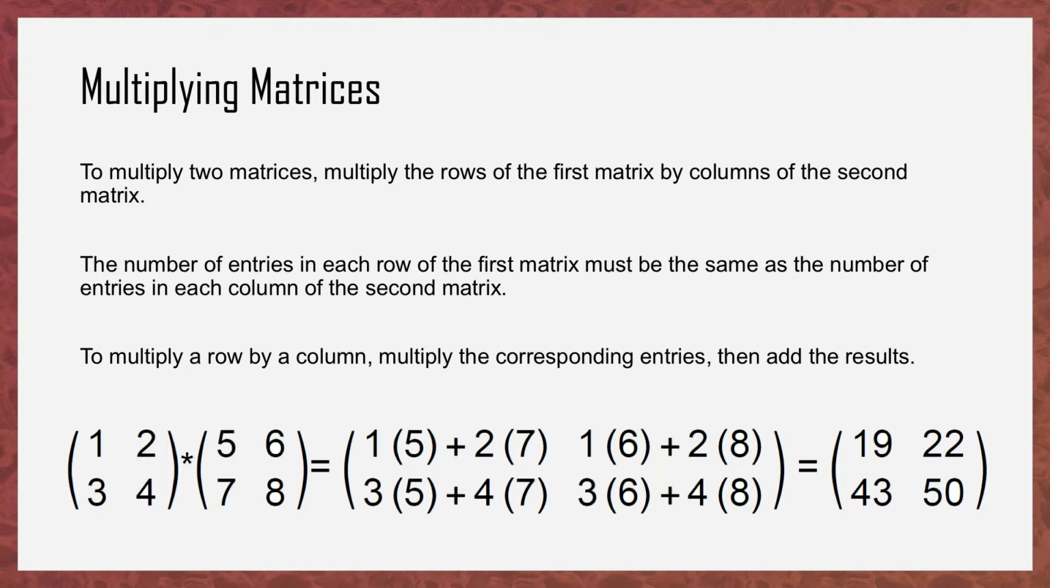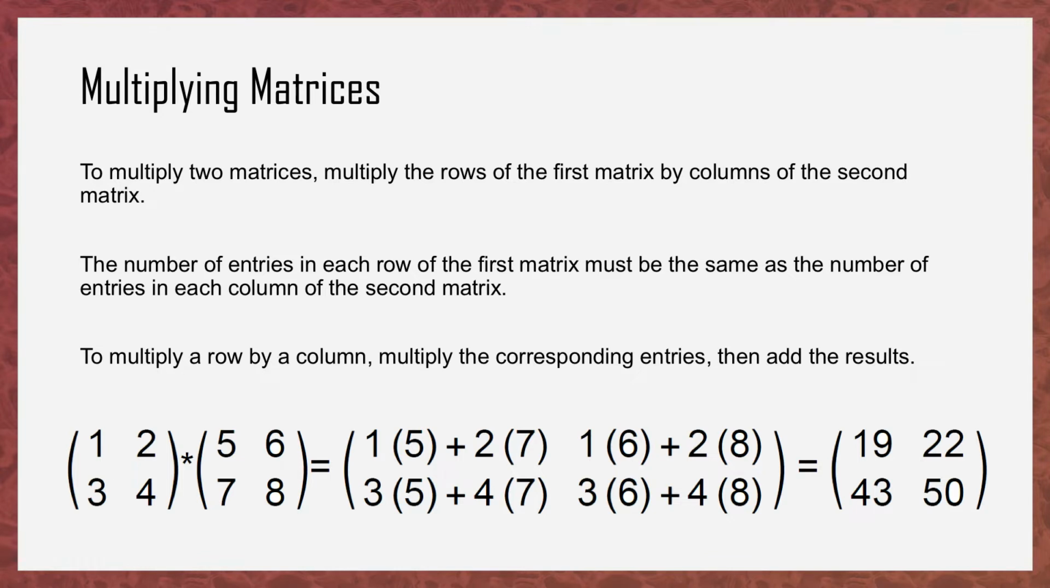And finally, 3 and 4 times 6 and 8. This will give us our bottom right value. So 3 times 6 and 4 times 8. 3 times 6 is 18. 4 times 8 is 32. Add those together, and you get 50.